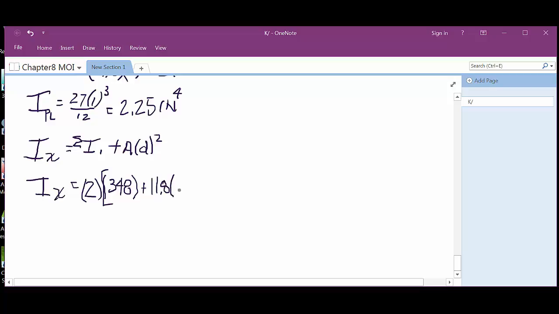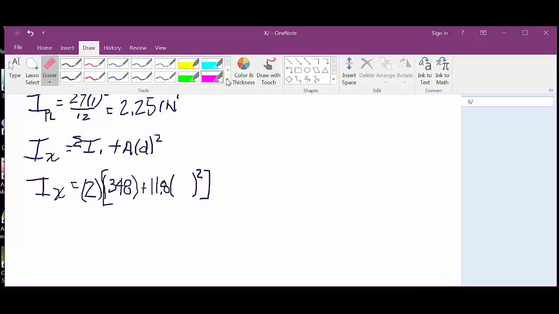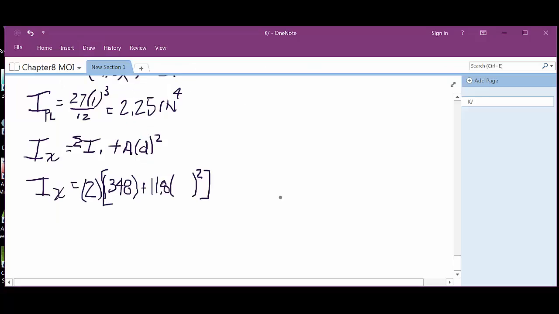Times, what was our D value? 3.8 squared. Okay. What's 3.8 is for the plate. Oh, okay. So we got to go back and change that value. This value. You said it was 4.2? You're one of the ones that said that was 3.8, weren't you?